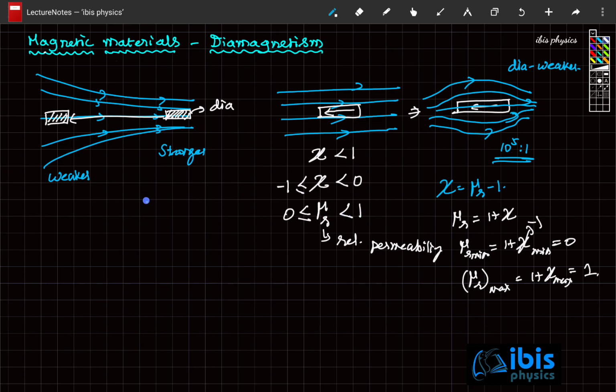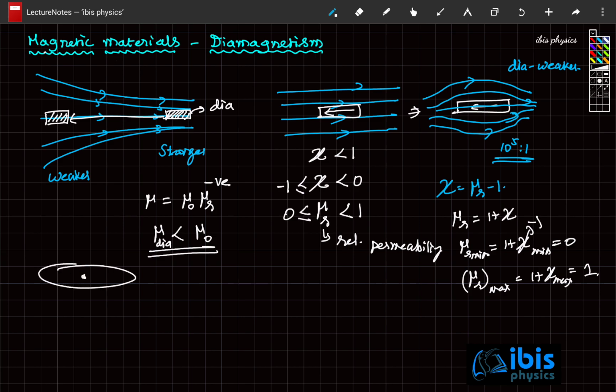Because mu r is less than 1, we know that mu, the permeability of the medium, is mu naught times mu r. Because mu r is less than 1, hence mu will be less than mu naught. So the permeability of the diamagnetic material is less than the permeability of vacuum. So the thing is, why is it negative?